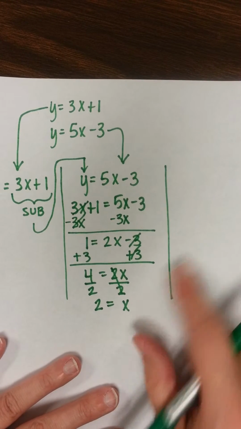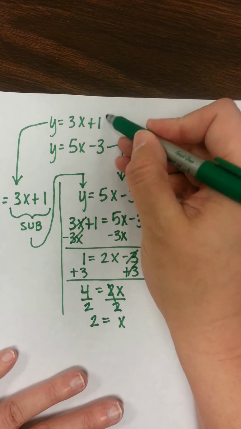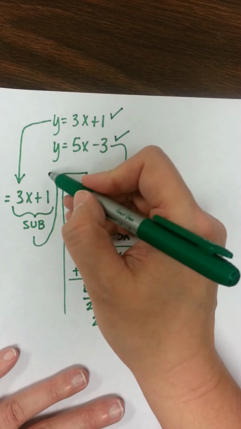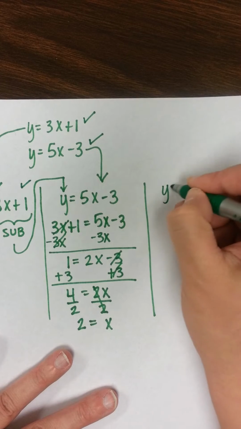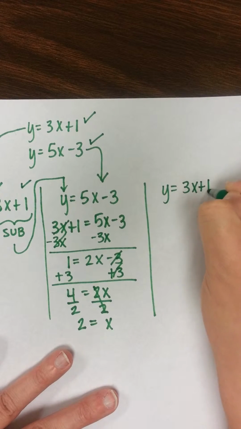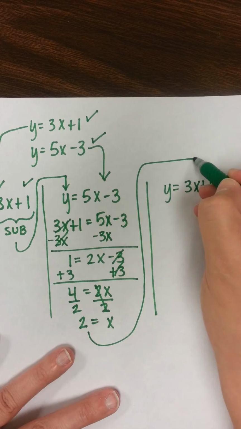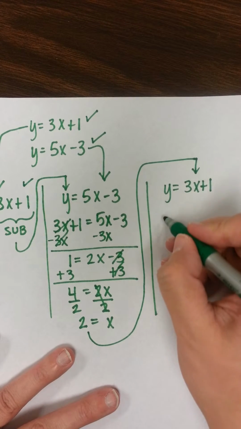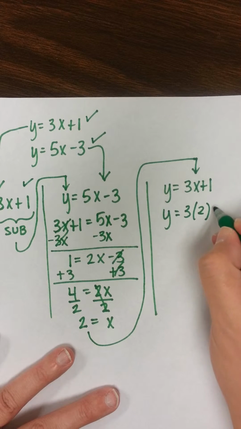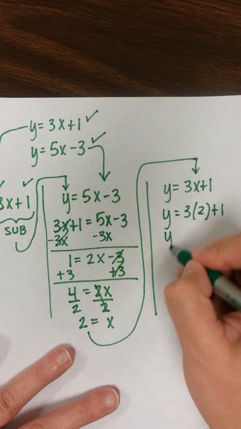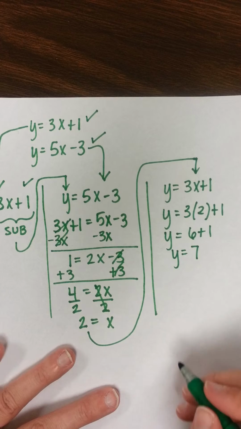Now I can go to my third column since I have a value in my second column. Remember, we can use any of the equations from before. I'm going to use my sub-equation. So y equals 3x plus 1. This time I'm going to substitute in the 2 in place of the x. So I have y equals 3 times 2 plus 1. So y equals 6 plus 1, which is y equals 7.